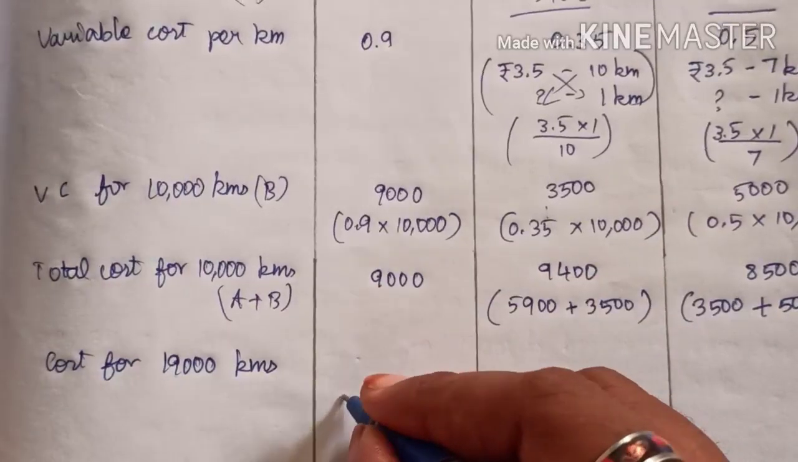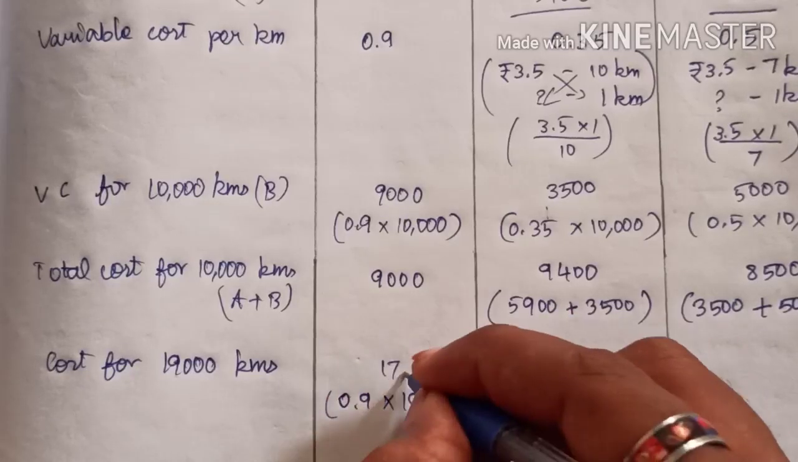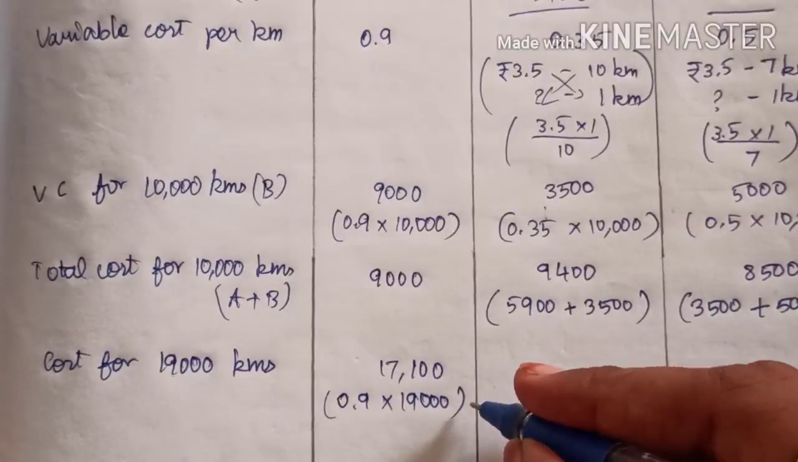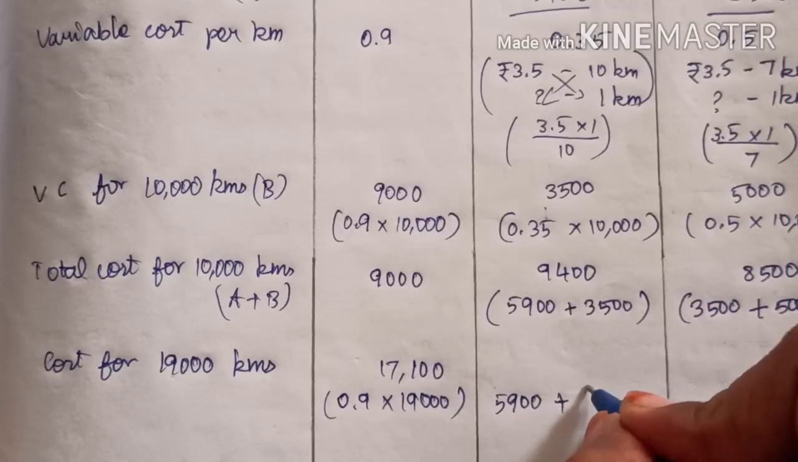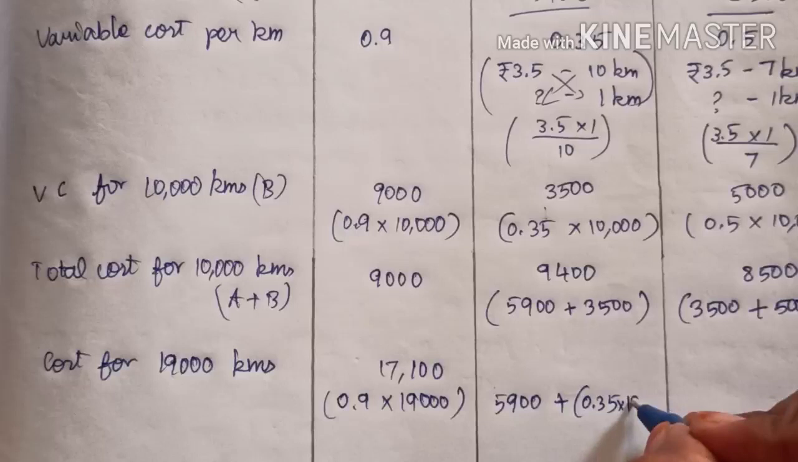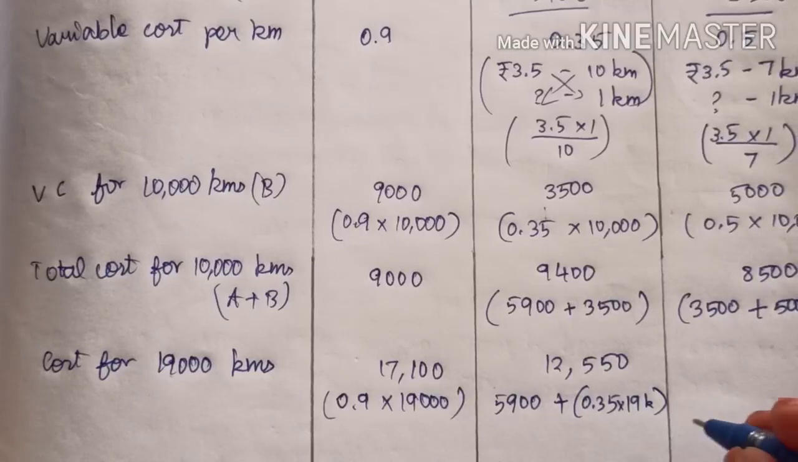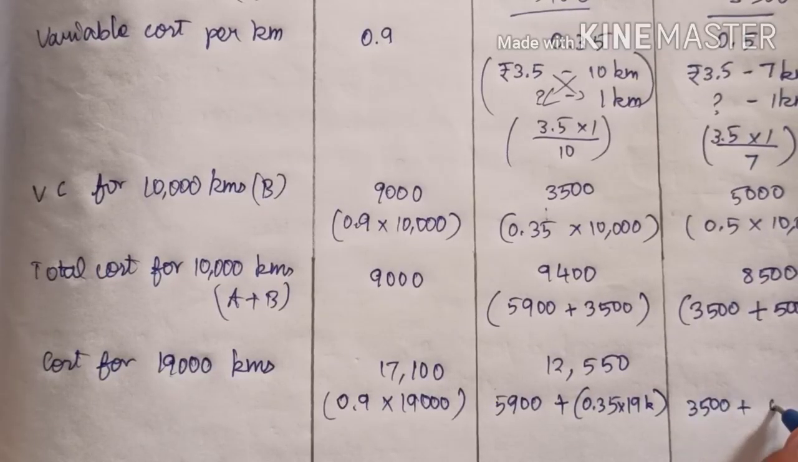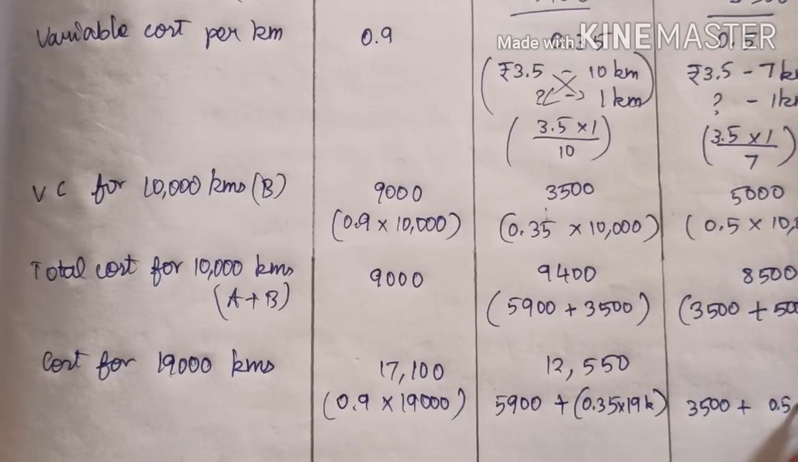For this, we have to calculate like this: 0.9 rupees into 19,000, and you will get 17,100. And for this, fixed cost is the same, that is 5,900 plus 0.35, that is variable cost per kilometer, into 19,000. You will get 12,550. And same here, 3,500 fixed cost plus 0.5, variable cost per kilometer, into 19,000. You will get 13,000 rupees.